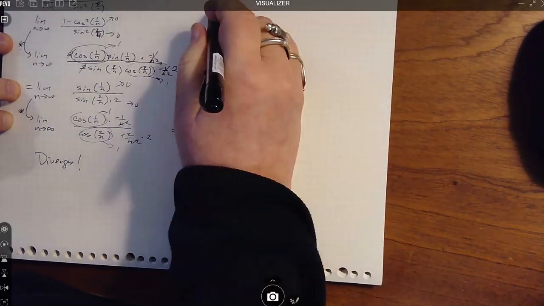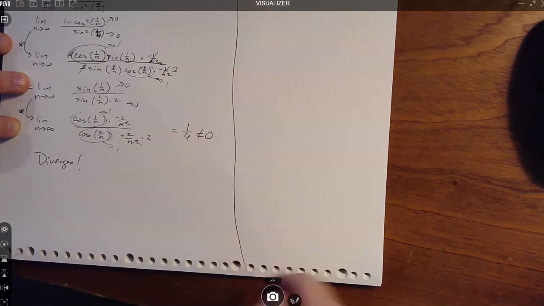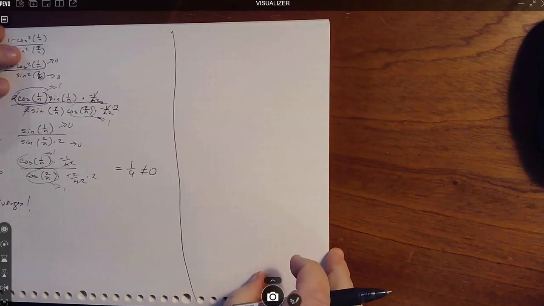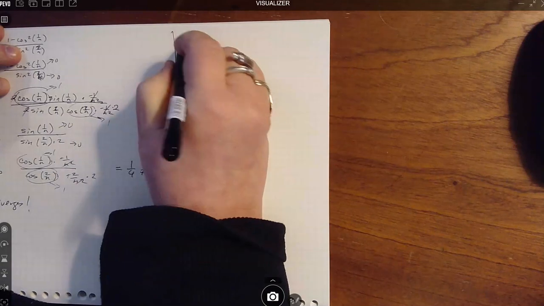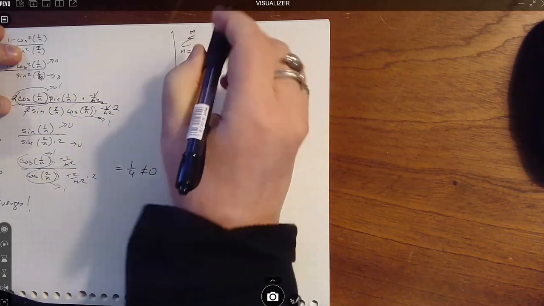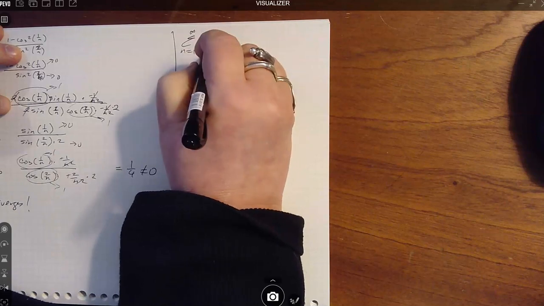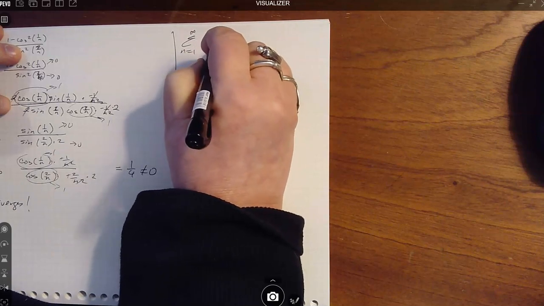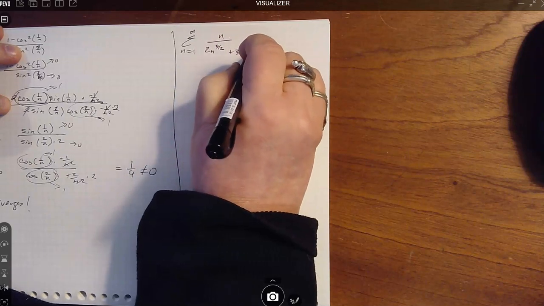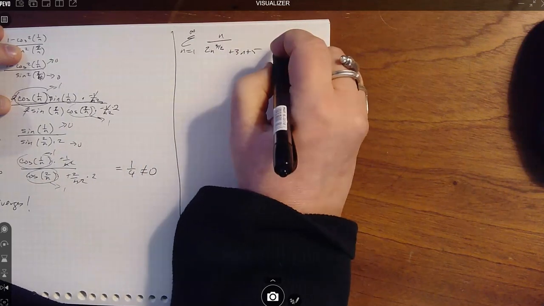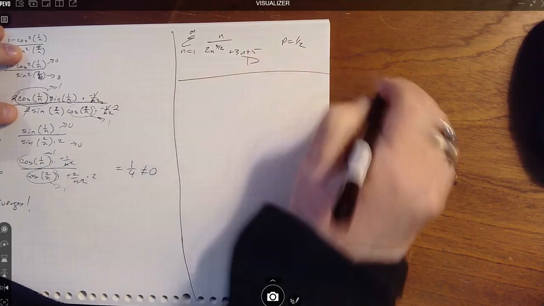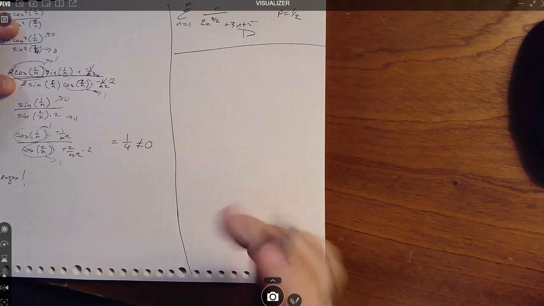Next one. Can I get a second one on this page so I don't waste too much paper? Next one, I have the summation as n goes from 1 to infinity of n over 2n to the 3/2 plus 3 over n plus 5. For this one, my p is equal to 1/2, so this diverges. That's all there is to that one.